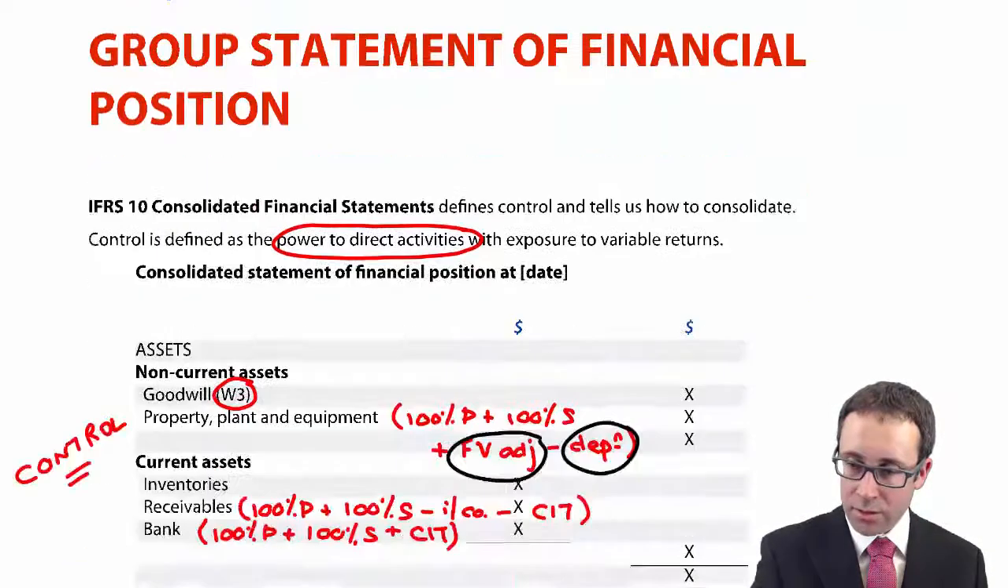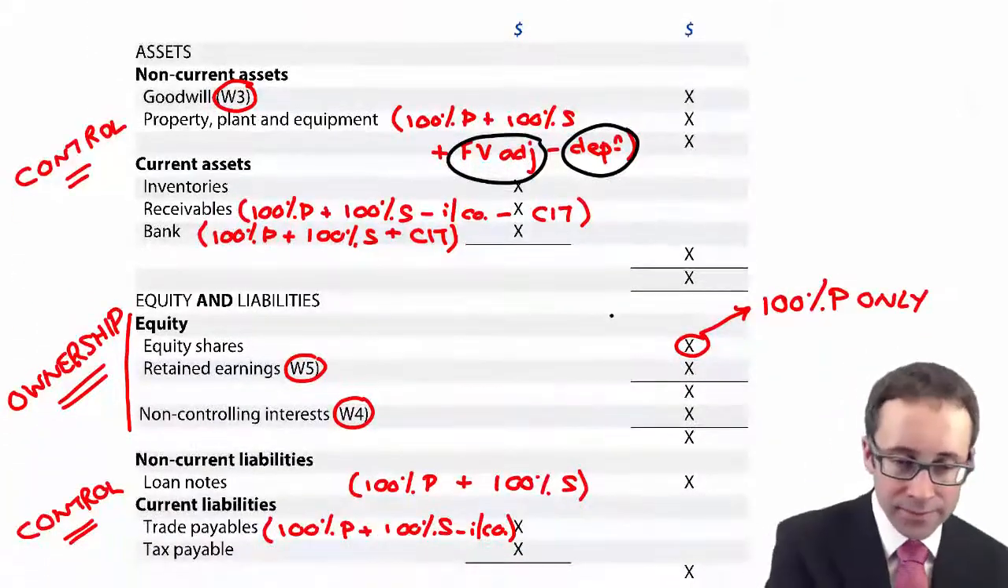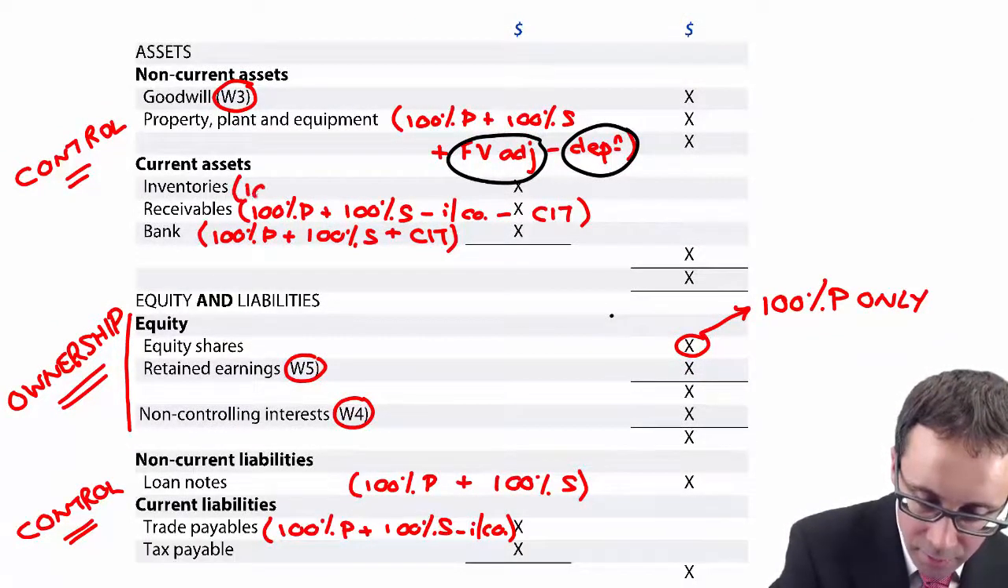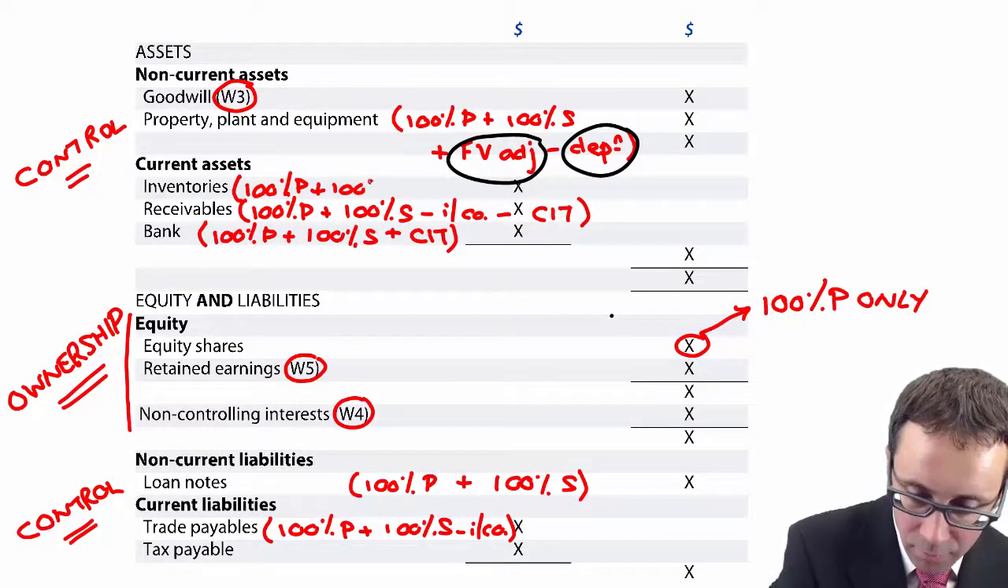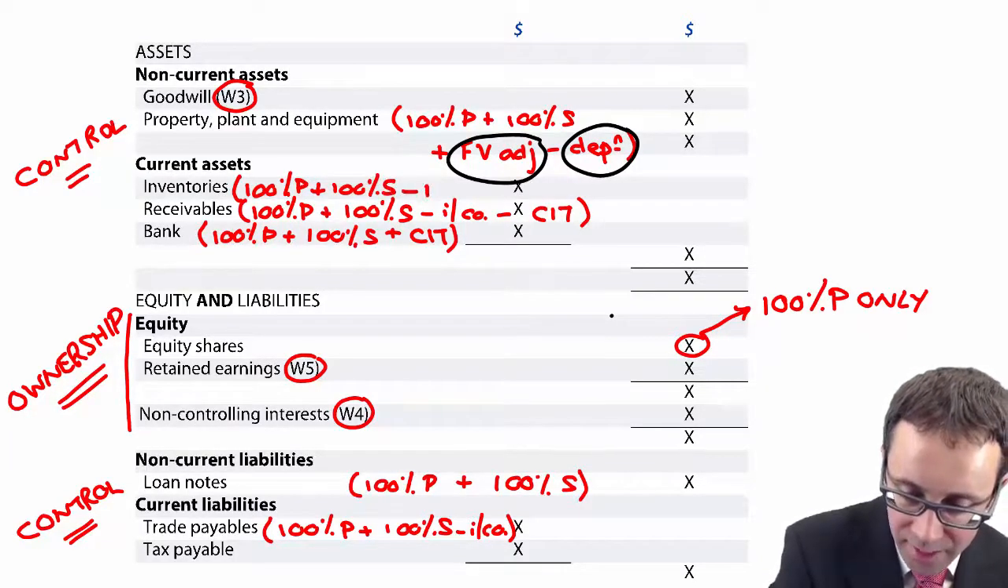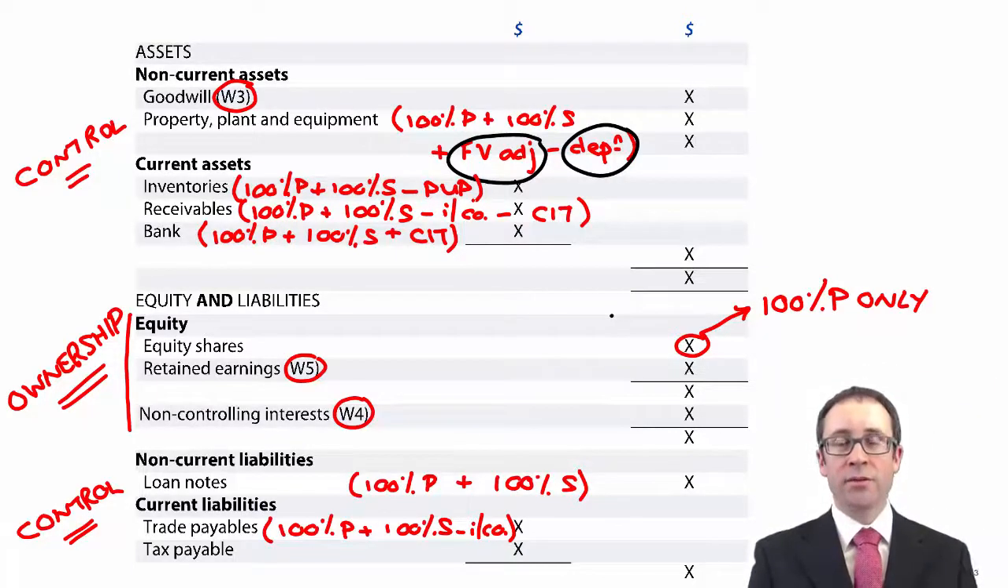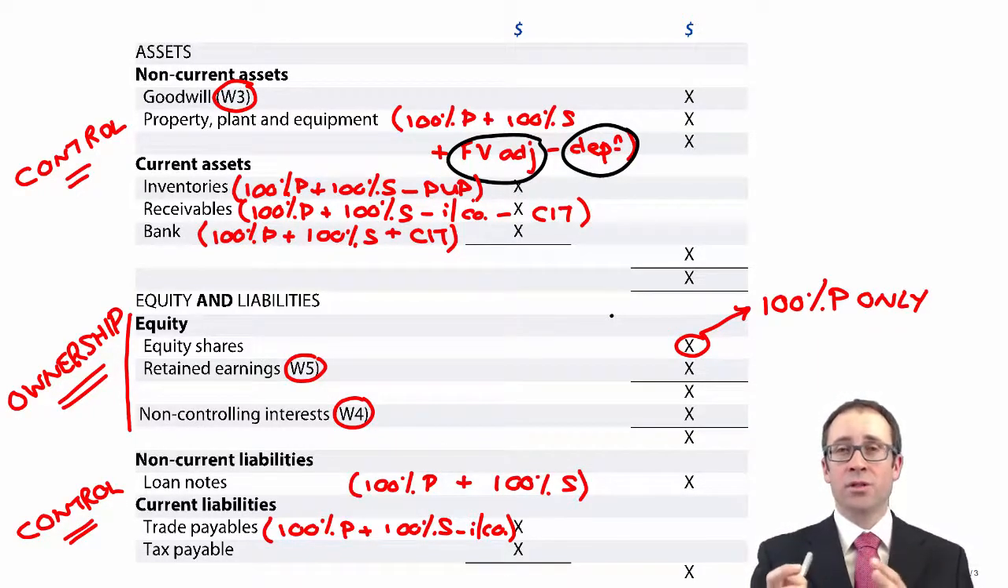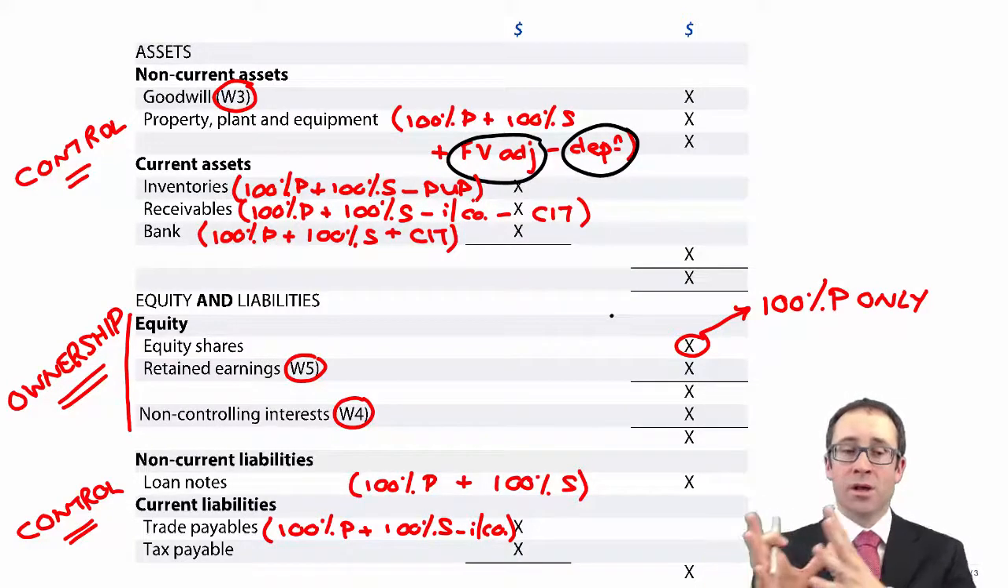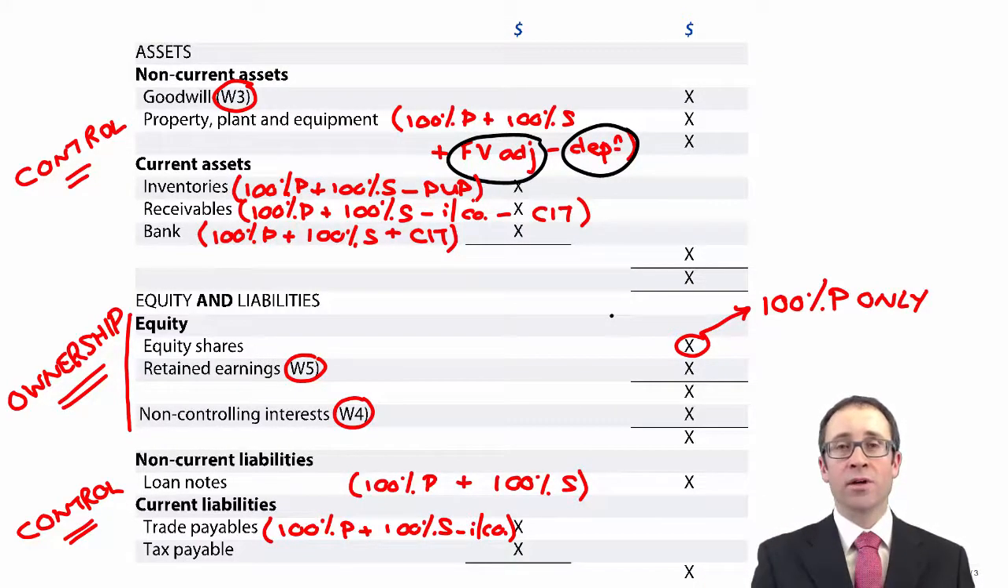So again, for completeness on your inventory, it's 100% of P plus 100% of S. You credit the inventory, so you are reducing inventory, so you deduct the PUP from the inventory. It's important that you understand how the adjustments not only impact the workings, but also impact the face of the consolidated financial statements. So you do need to be on your toes.